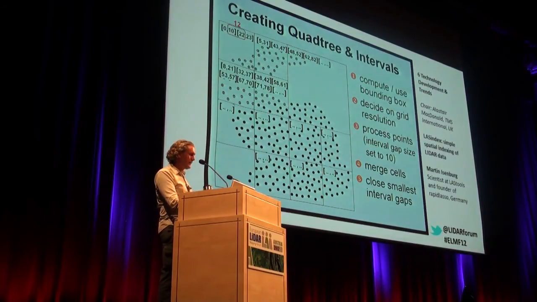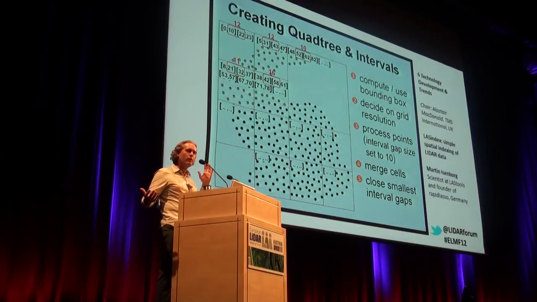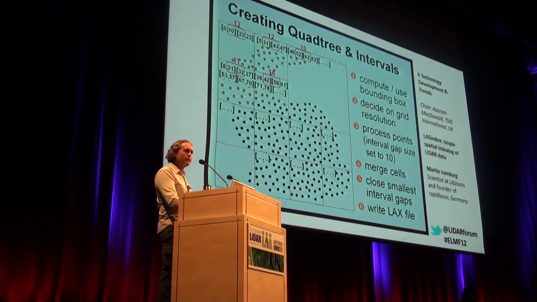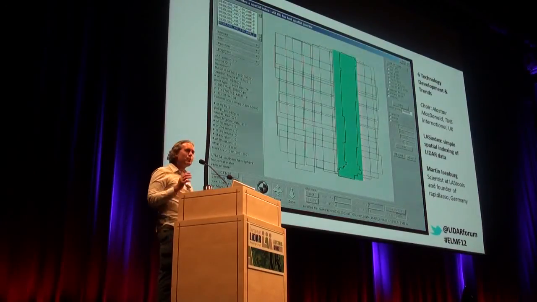And one more last thing, if you want to have maximally 20,000 intervals in your entire LAX file, you can say, well, merge all the intervals that have really small gaps still remaining until I'm at only 20,000 intervals. This assures that your LAX file size will never grow too large. And that's about it. The result, you write into the LAX file, the bounding box and all these intervals. That's it. But you don't have to do this because I already did it for you.